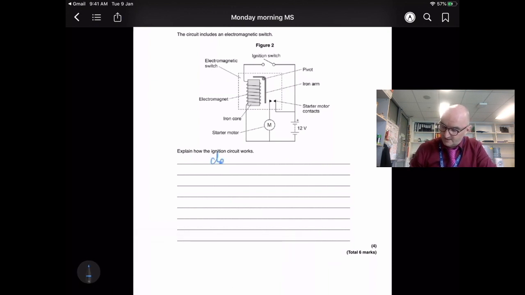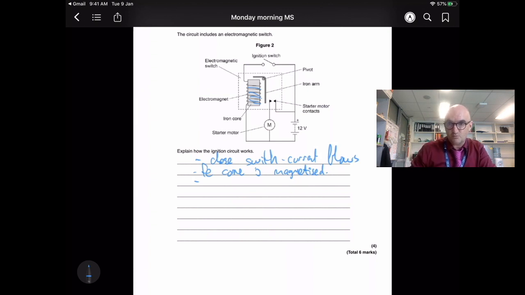You get a mark for saying, close the switch. Bing. Close the switch. What happens? The current flows. If the current's flowing around here, that means that the iron core is magnetized. So soft iron will not make a permanent magnet, but you can easily magnetize it using a current carrying wire. So iron core is magnetized.